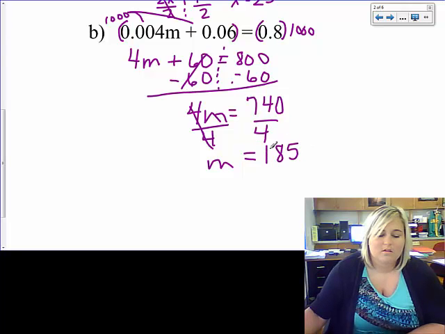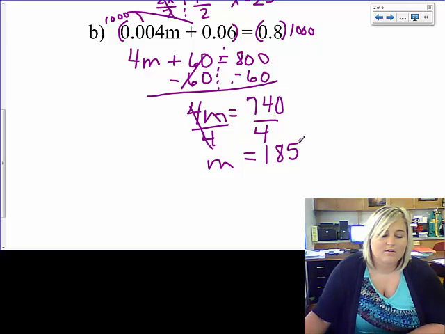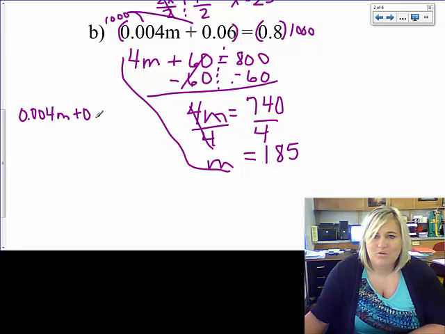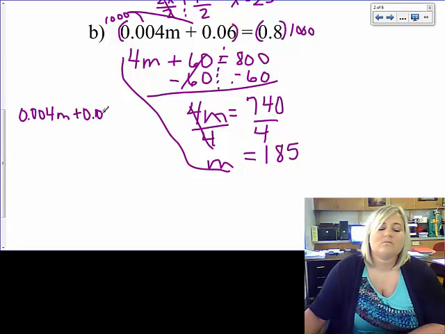Again, I can do the exact same thing without changing it to an integer and just work with those decimals. So this is one side, I'm going to work over here. I have 4 thousandths m plus 6 hundredths equals 8 tenths. I'm going to follow the exact same process that I just followed.